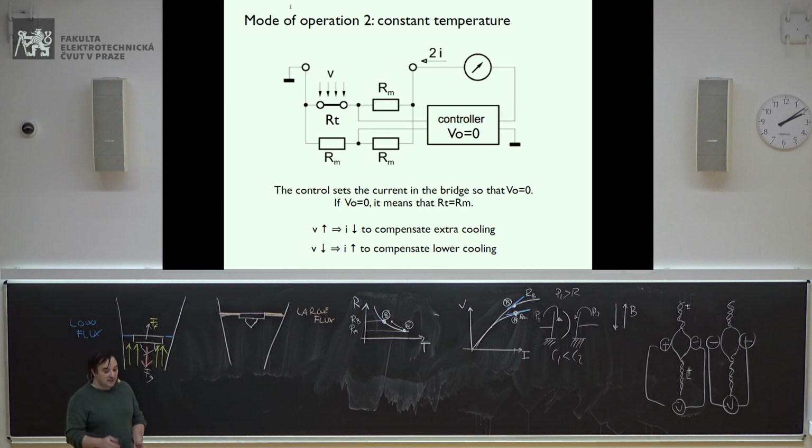What can we do to improve the linearity? As we have learned last week, we can use feedback. So we keep the working point always the same. We keep the sensor working always at the same working point. In this case, we keep the thermistor working always at the same temperature. So how can I keep the thermistor working always at the same temperature?